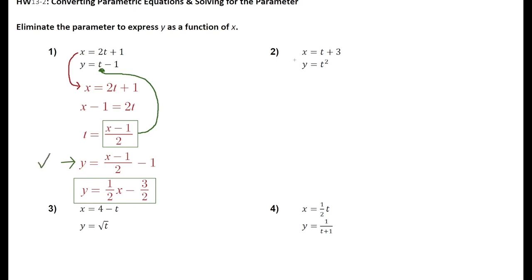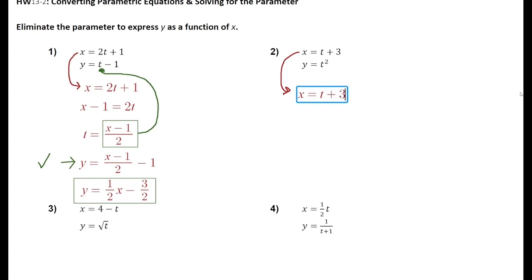So number 2, we're going to solve all 4 of these exactly the same way, where we're going to start by solving for t in terms of x. So I'm going to take this first equation, and I'm just going to rewrite it here.